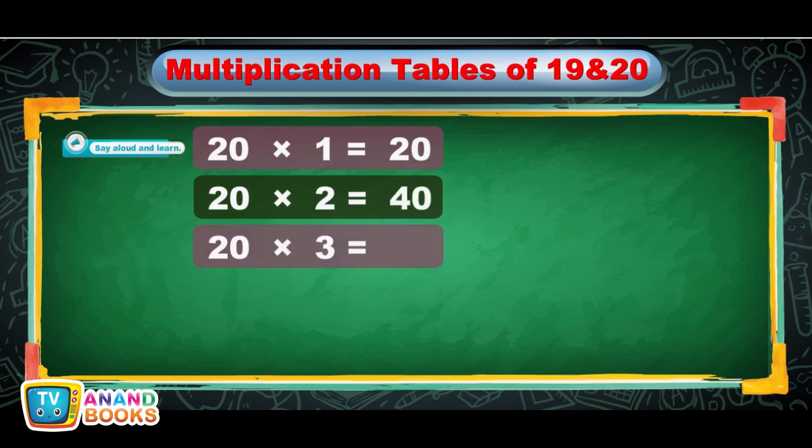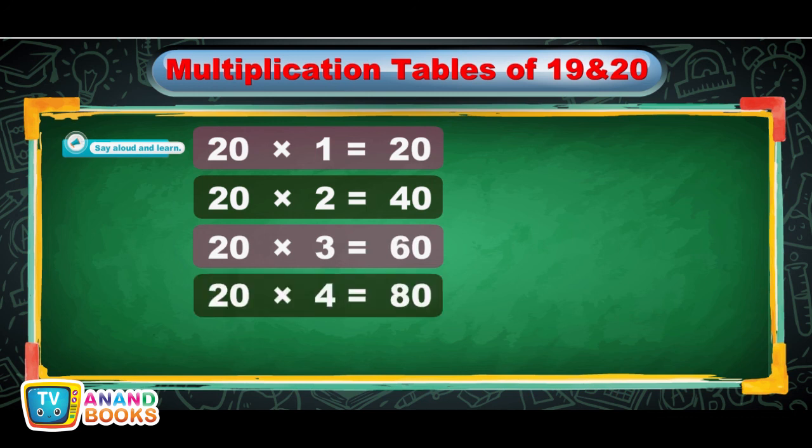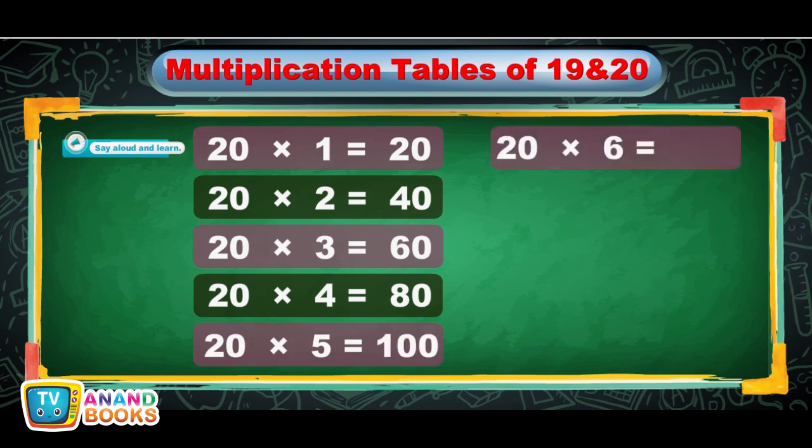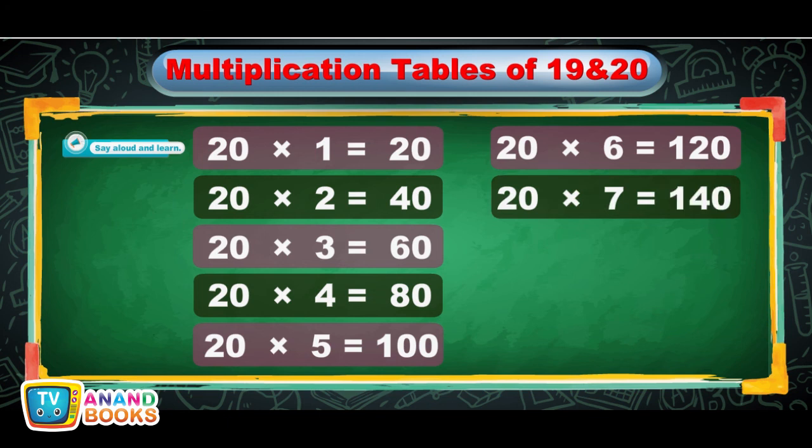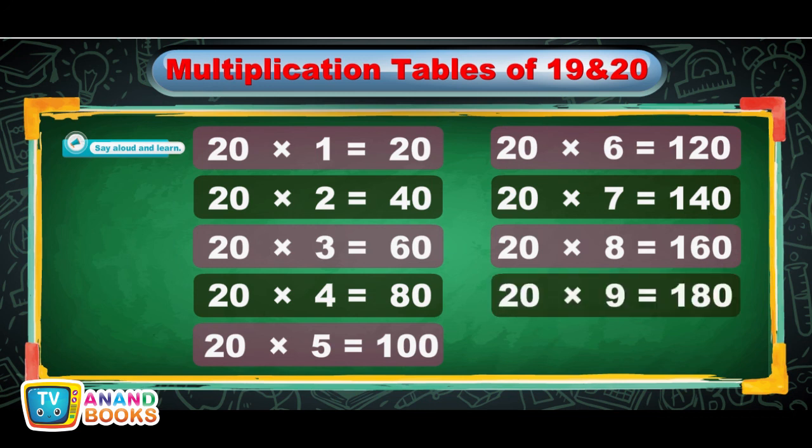20 threes are 60. 20 fours are 80. 20 fives are 100. 20 sixes are 120. 20 sevens are 140. 20 eights are 160. 20 nines are 180. 20 tens are 200.